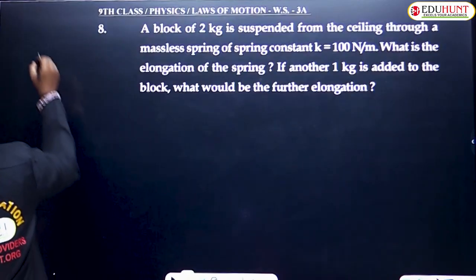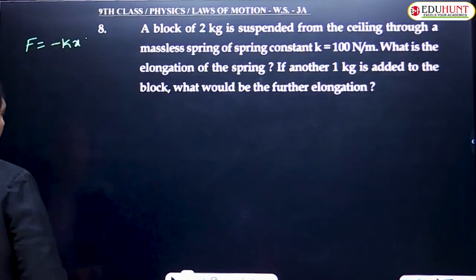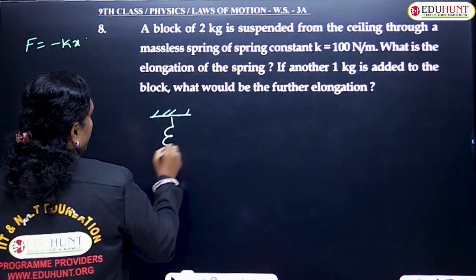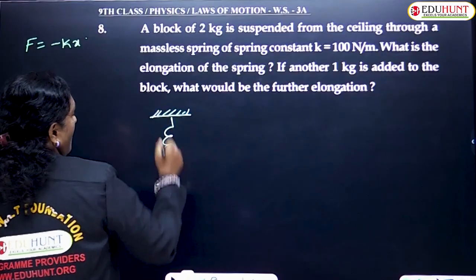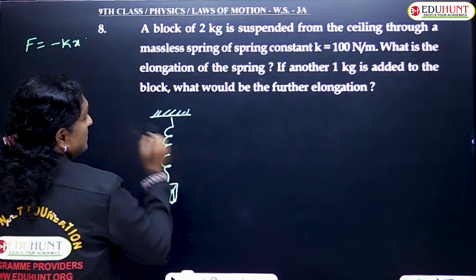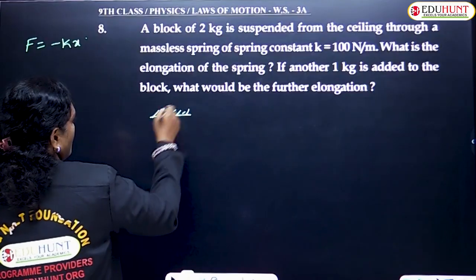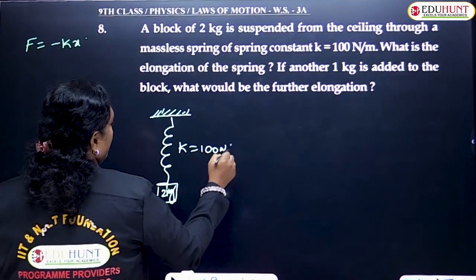As we know, F is equal to minus kx. How is the force being applied, children? So this is your spring, and for this spring, a block of mass 2 kg is suspended through a massless spring to a ceiling. The spring constant k is given as 100 Newton per meter.